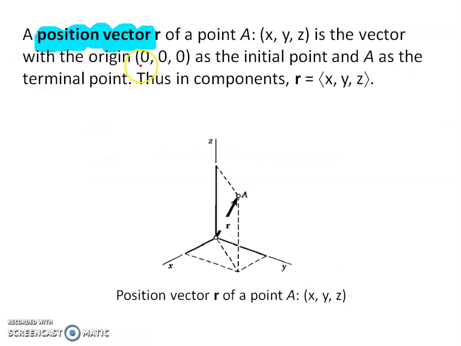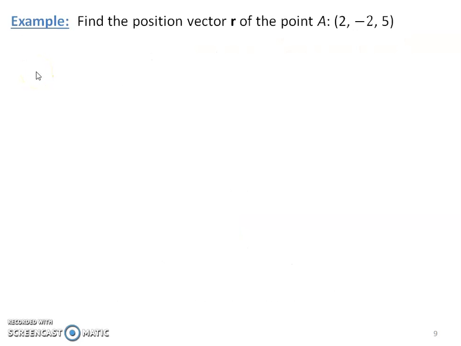A position vector r of a point A is the vector whose initial point is the origin (0, 0, 0) and the terminal point is A. So this vector is called the position vector r of the point A and is denoted by r. Example, find the position vector r of the point A, which is (2, -2, 5), which is a 3 dimension. This is the 3 dimension space.